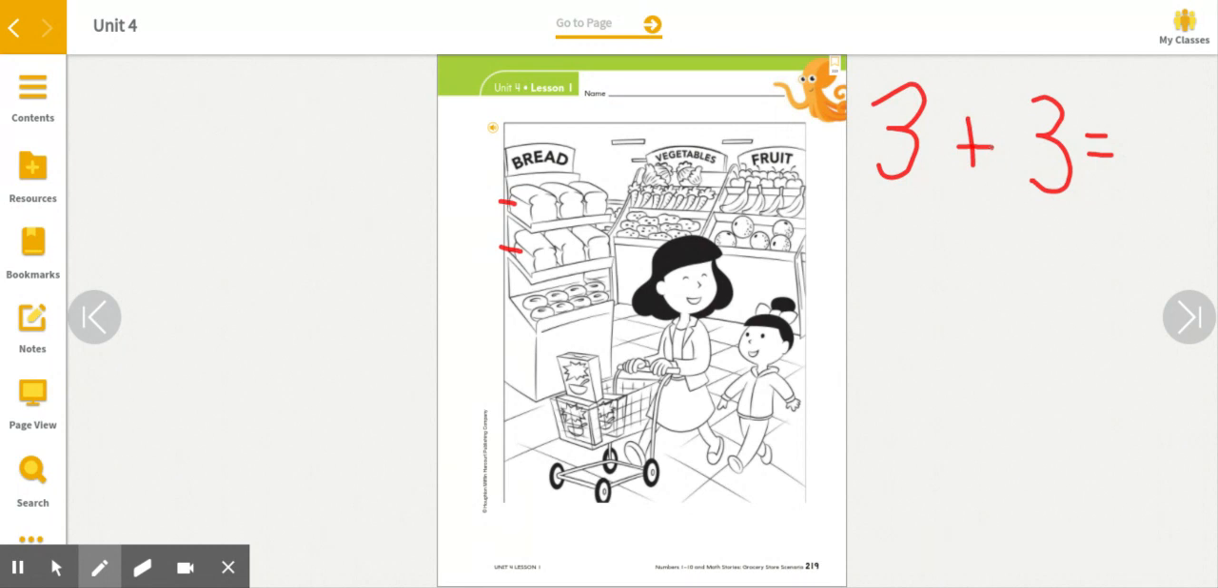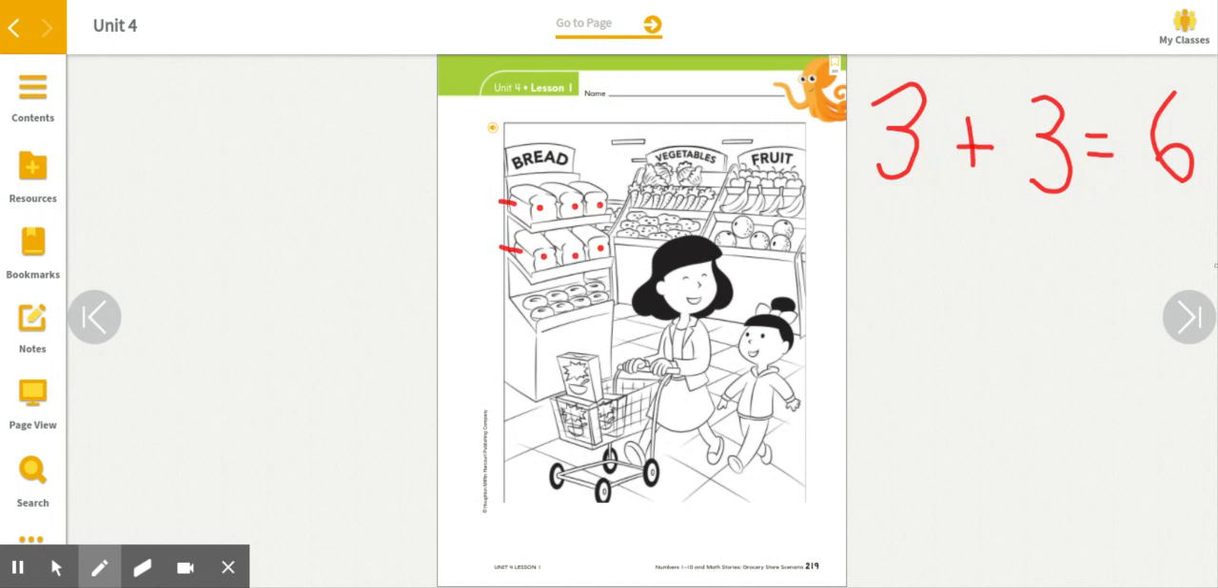Now we have to figure out what 3 plus 3 is. So we could use our fingers, but we have a drawing, a picture right here, so we could count. I see 1, 2, 3, 4, 5, 6. So we have 6 loaves of bread at the grocery store. Pause the video if you need to catch up, and then we're going to do another problem.